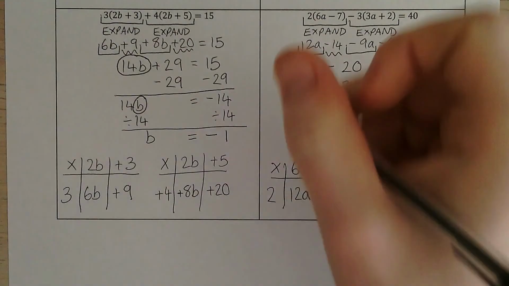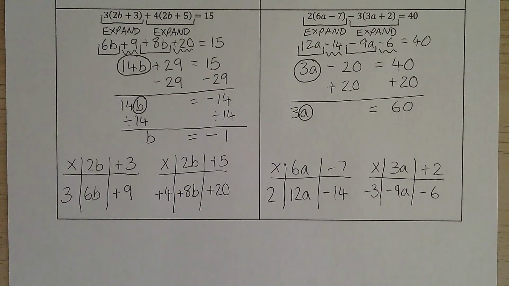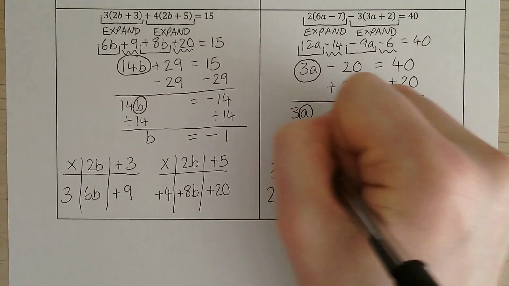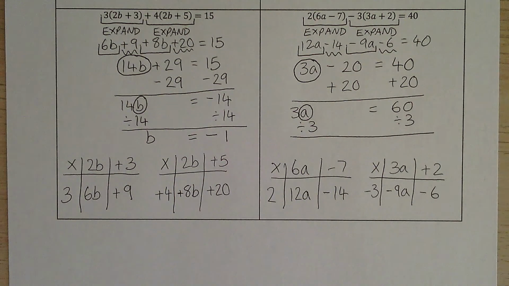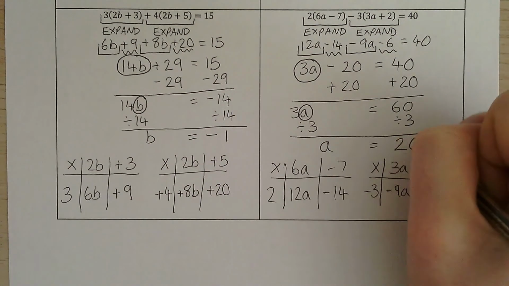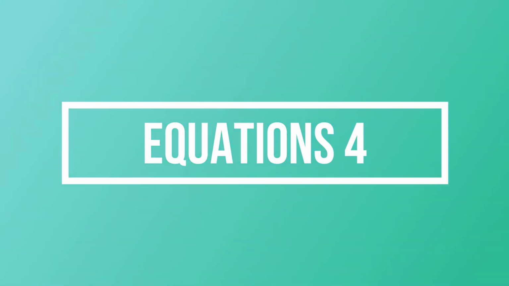We now need to isolate the variable, so I need to get rid of the multiply by 3. So we will divide both sides of the equation by 3, and that's going to leave us with the final answer of A equals 20. And that concludes today's lesson on equations.